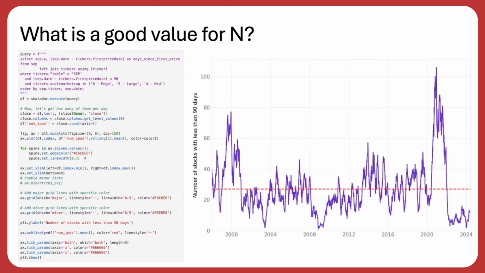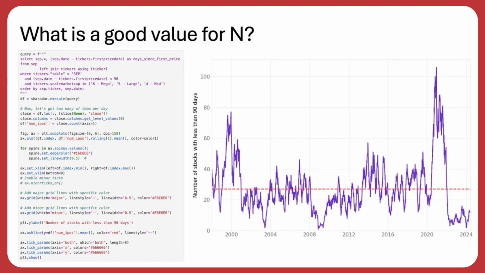Important: what is a good value for N? So what I did here, when I asked myself, okay, we need to go and backtest it, but how many IPOs, what's a good value for N? What the code on the left does is go through the dataset and count how many opportunities, how many IPOs are available each day throughout the whole period. And that's what I am showing here in the chart on the right.